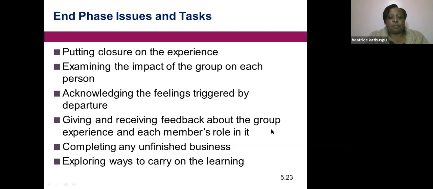Give and receive feedback about the group experience and each member's role. How do they think they contributed to the group? What do they think the group did for them? What do they think they did for other members of the group? Then you complete any unfinished business. If there are any things that are still hanging that need to be tied up, it's important we talk about them. And finally, and most important, we want to connect with the future.